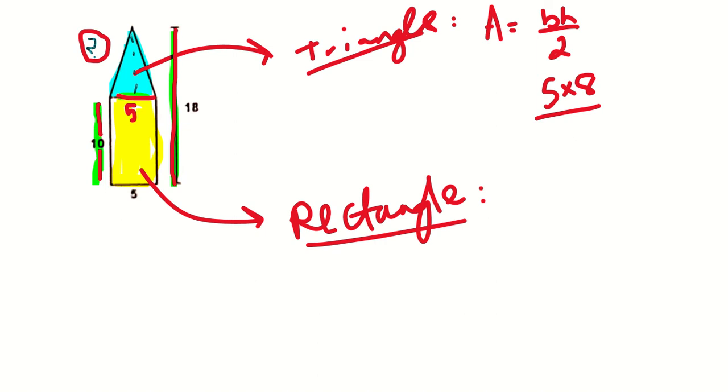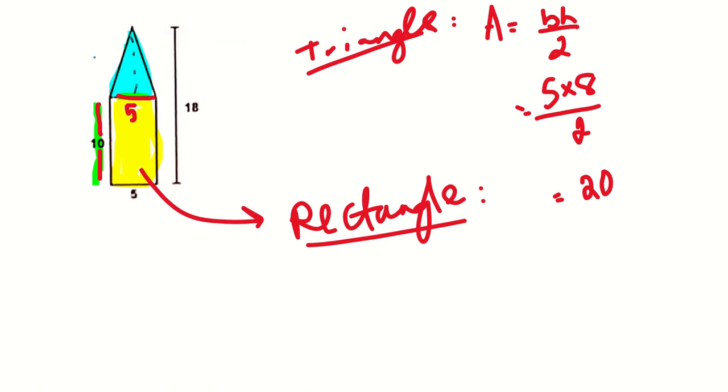Okay, so finishing up that formula, 5 times 8 divided by 2. 5 times 8 is 40, divided by 2 is 20. We have solved for the area of the triangle. That stays off to the side for now.